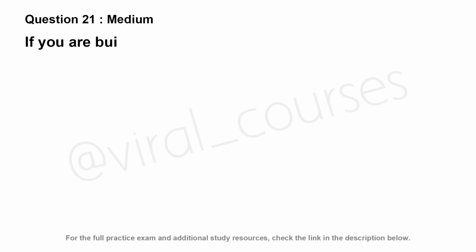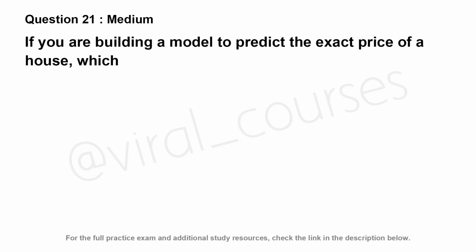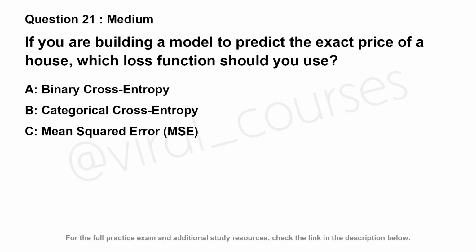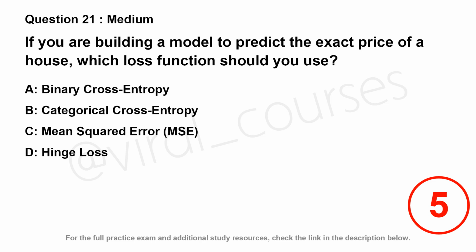If you are building a model to predict the exact price of a house, which loss function should you use? Option A. Binary cross-entropy. Option B. Categorical cross-entropy. Option C. Mean squared error, MSE. Option D. Hinge loss.